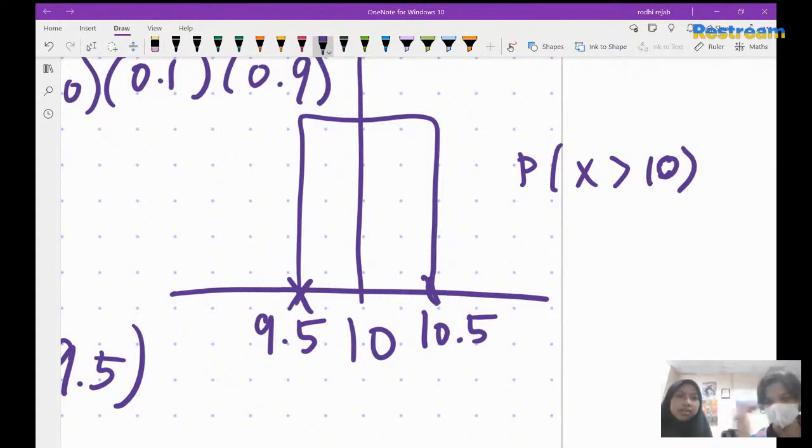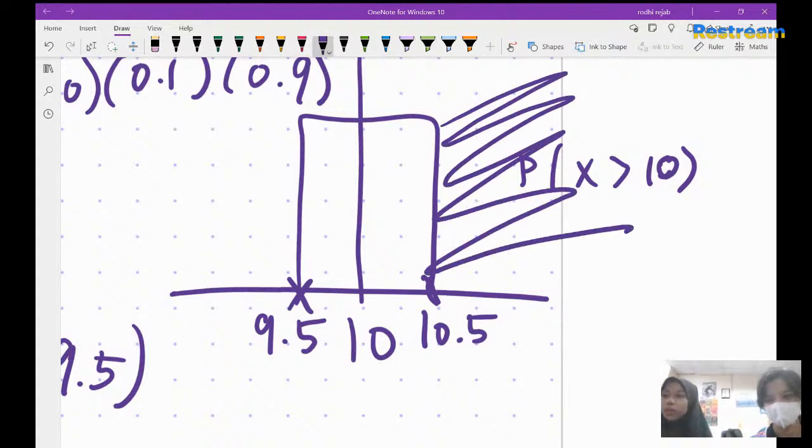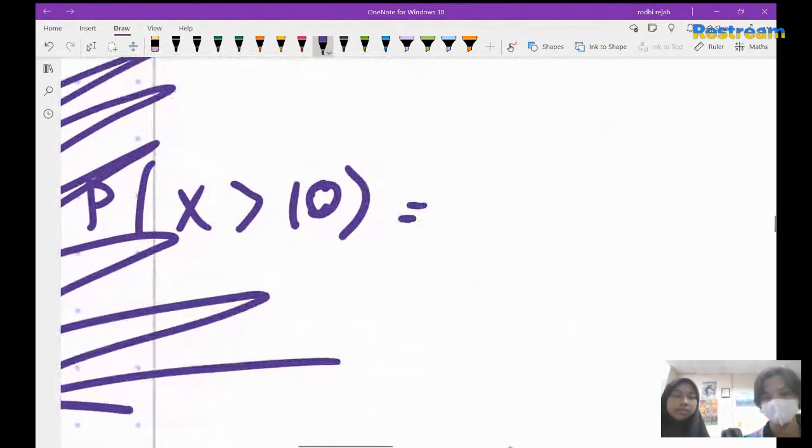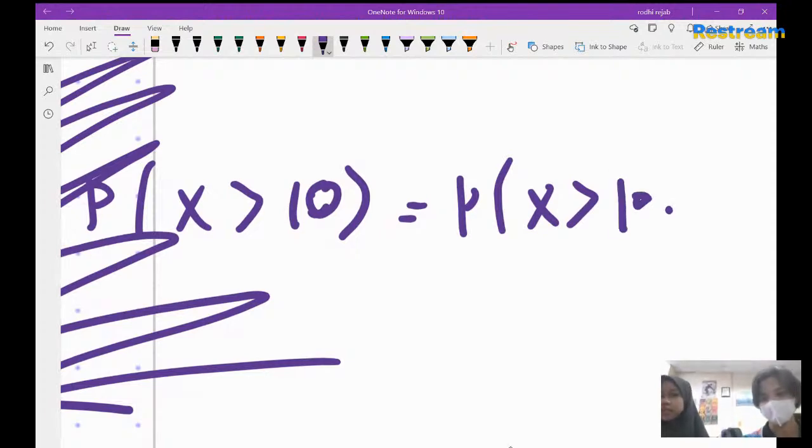So kalau dia tak termasuk 10, because you know we have OP and OA, right? But 10 also dia tak ambil. So for this, for the area, do it like this. If not this one, shade it this way. So kan shading ni dia tekan, dia sentuh kepada 10.5, meaning P X is more than 10.5.